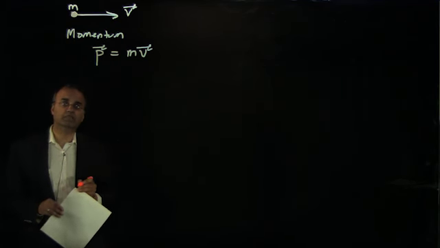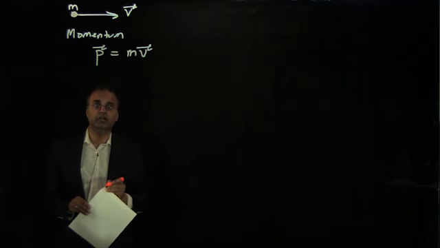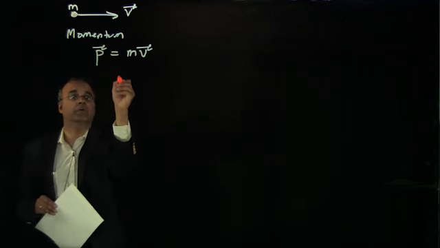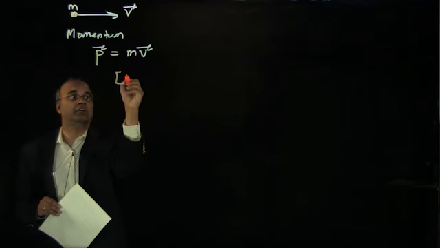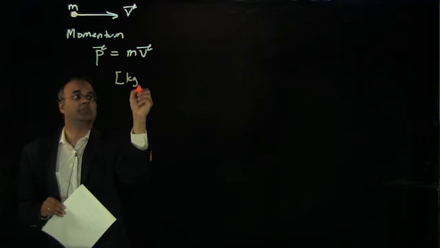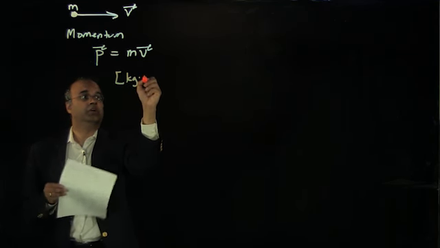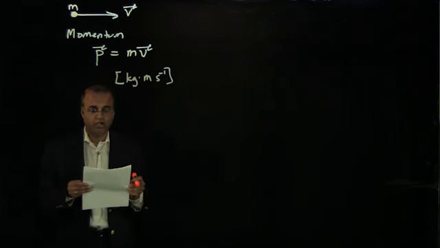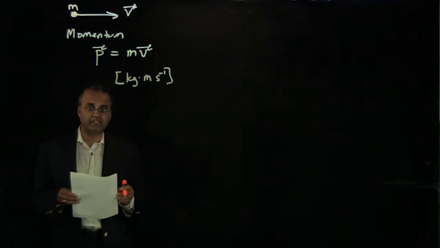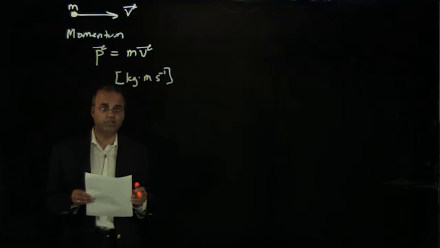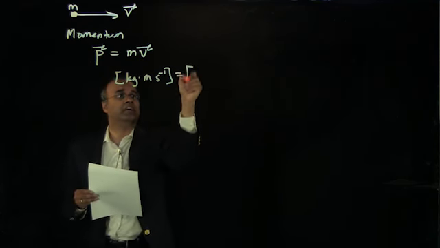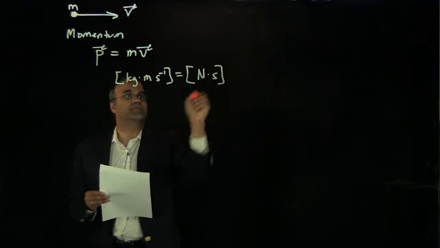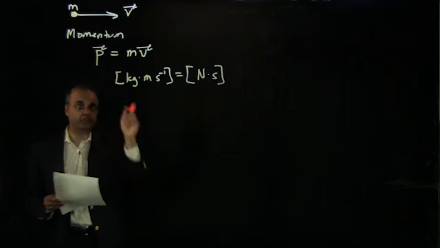Now let's think about the dimensions of momentum for a moment. Dimensionally, momentum has the units of mass times velocity. In SI units, the units of mass are kilograms, and the units of velocity are meters per second. You can also express momentum dimensionally as the product of a force times time. Again, in SI units, the units of force are the Newton, and the units of time is the second. Okay, so these are the SI units for momentum, two different ways of writing the same dimensions.